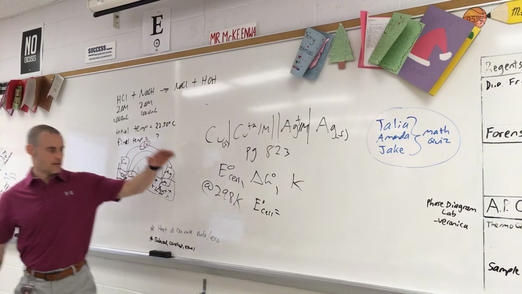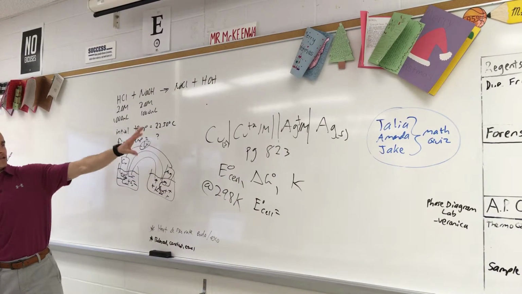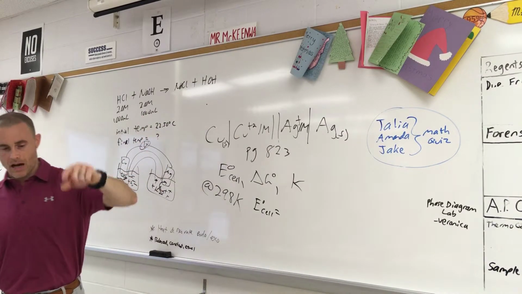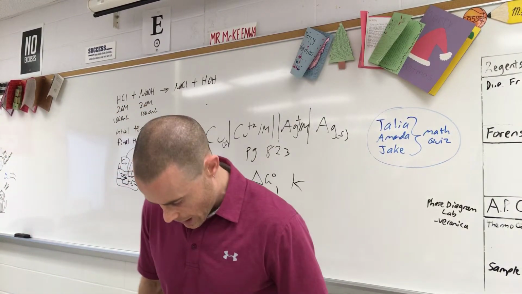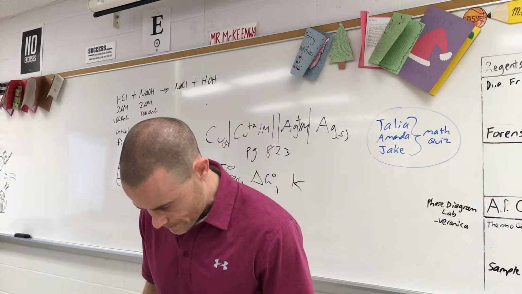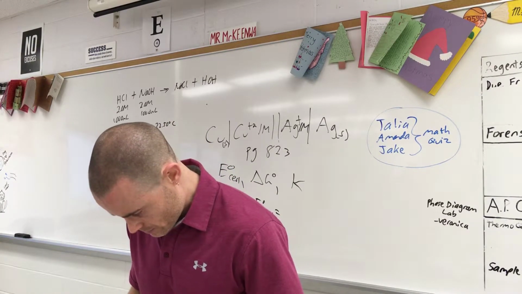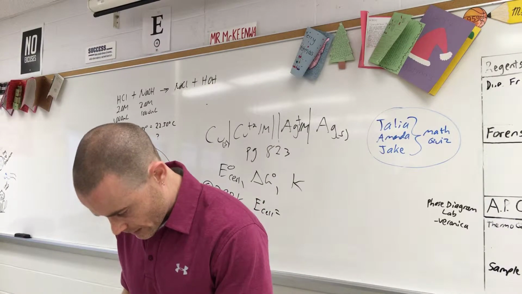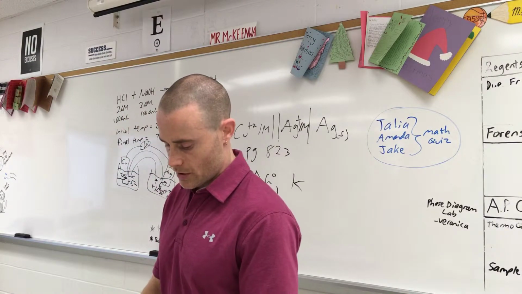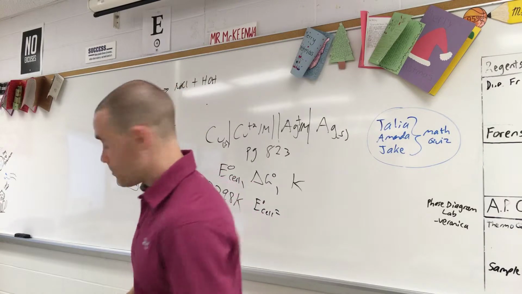Alright, so anyways, back to this. The E cell of this, the voltage, would be cathode minus anode. So the cathode is, who's got that? Read me the number. 0.8. Yep, that's Ag plus an electron yields Ag solid, so that's 0.8.